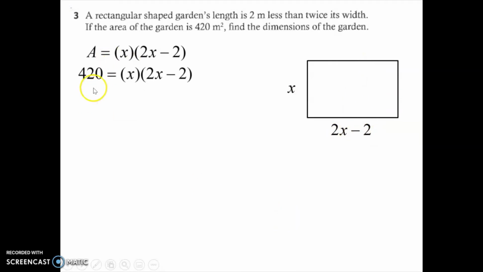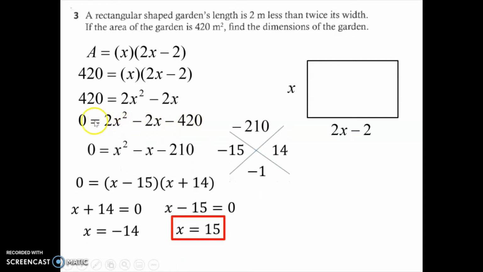Area is 420. We have this. Multiply these to get this. Move the 420 over. We have this. In this case, it may first look like we might need to do factoring by grouping, but we can actually factor out a 2 from all of these. So it's going to be a little easier. Divide everything by 2 here, and you get this. And then it's a little bit of an easier factoring problem.